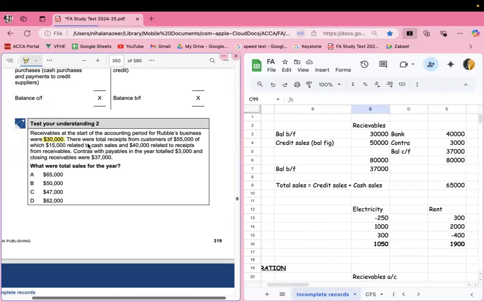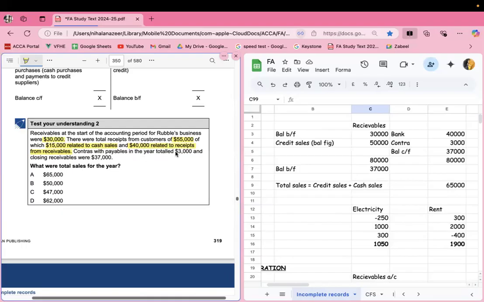Understood? There were total receipts from the customers of 55,000, of which 15,000 were related to cash sales, right? So there is a total receipt of 55,000, and out of that 15,000 is cash sales. So that means the remaining amount would be the credit sales. And 40,000 related to receipts from receivables. So out of the 55,000, 15,000 is cash sales and 40,000 is credit sales. Clear?